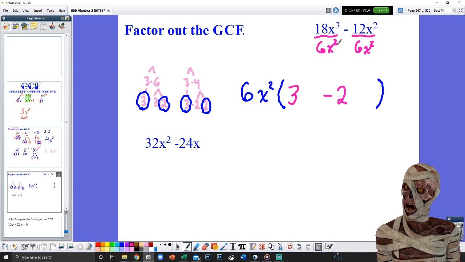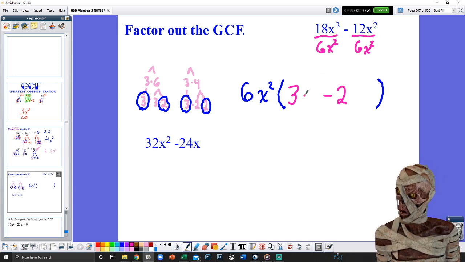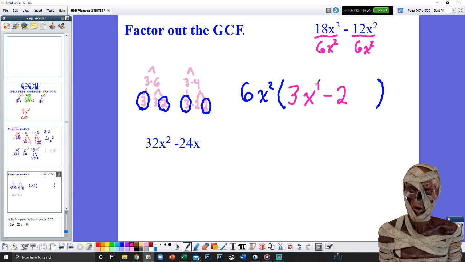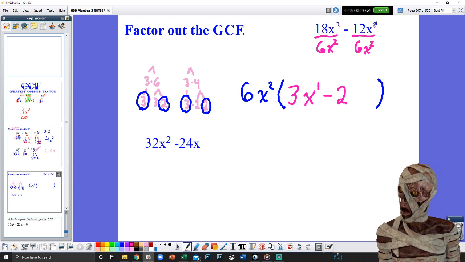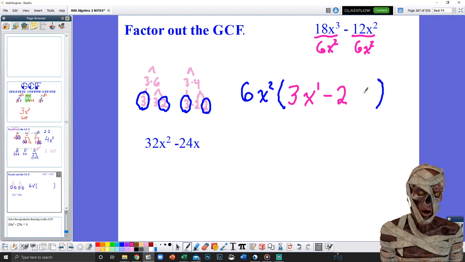Now I should subtract the exponents. So I've got 3 minus 2 gives me 1. If you want to write the 1 there, that's fine. If you don't, that's okay. 2 minus 2 gives me 0, so I do not write an x here.